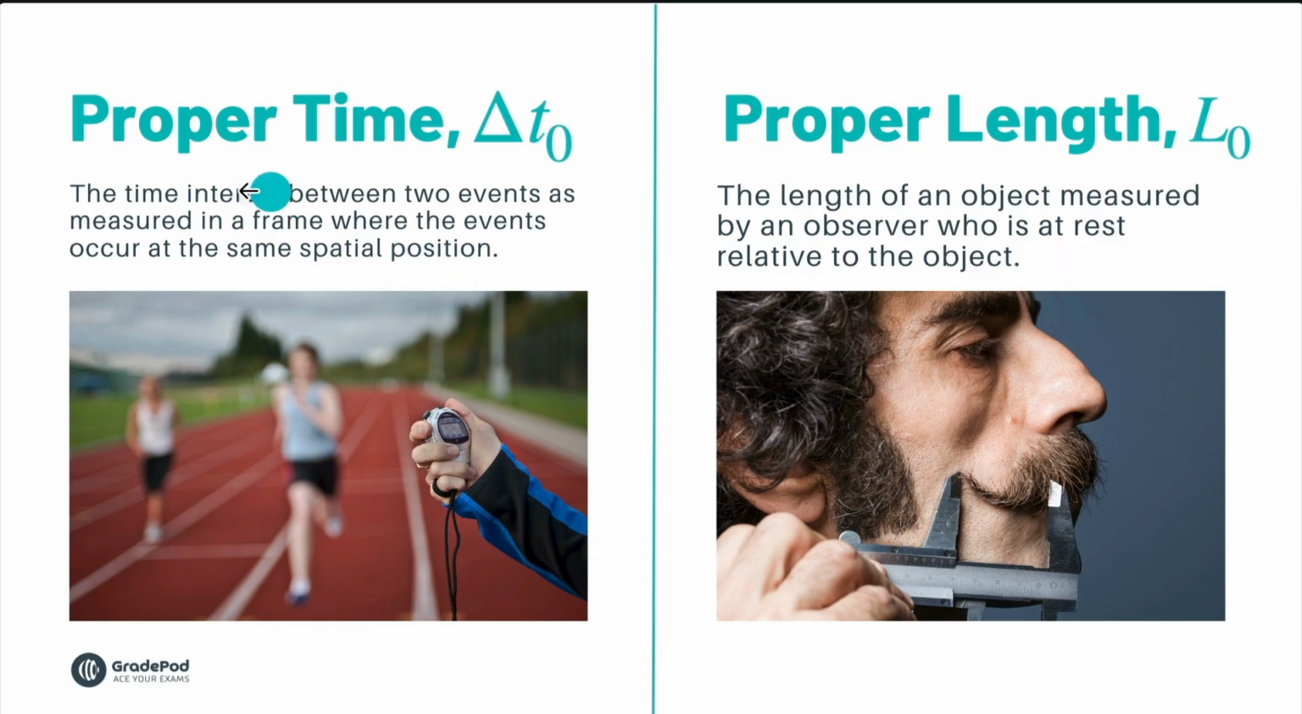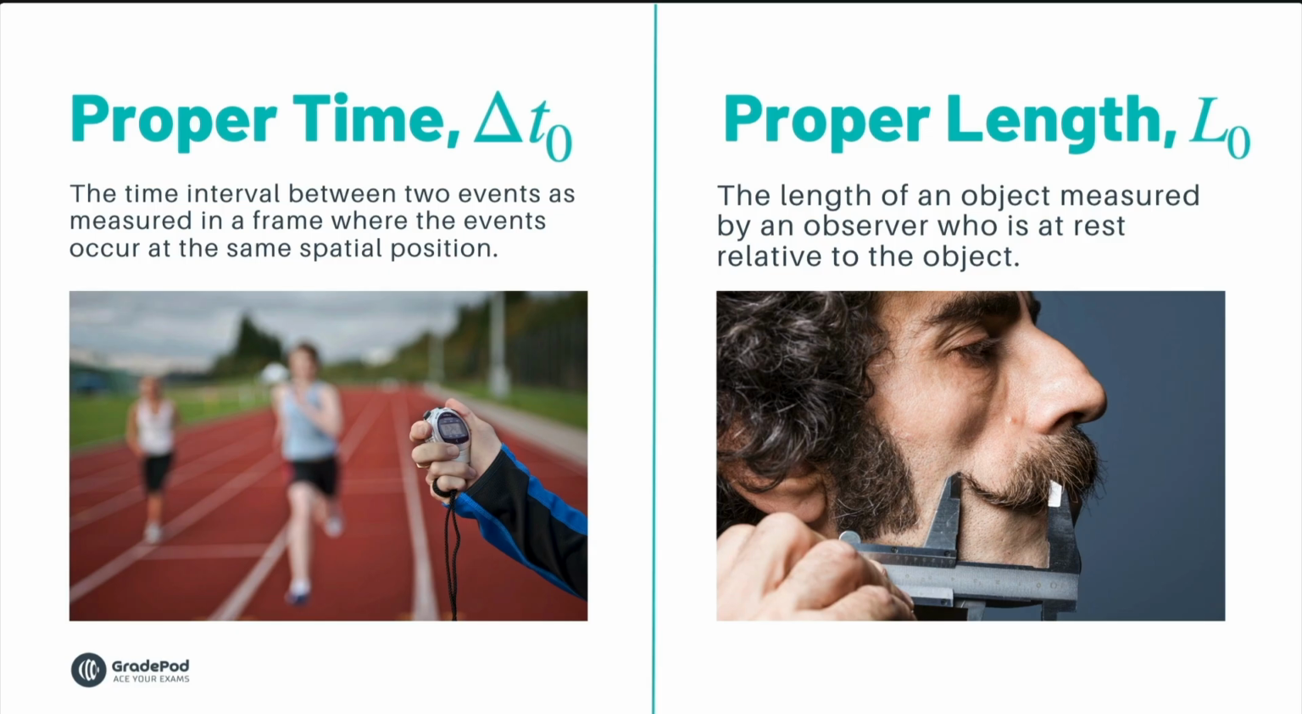The proper time interval is the time between two events as measured in a frame where the events occur at the same spatial position or happen in the same place. Imagine two events, a light turning on and then turning off. If you're standing right where the light is and measure the time between these events with a stopwatch, then that's the proper time interval. Again, you can see from the picture here, if you're measuring a race, you measure when the race starts, you measure when the race finishes, you're standing at the same point, and you're using a stopwatch, then that's the proper time interval.